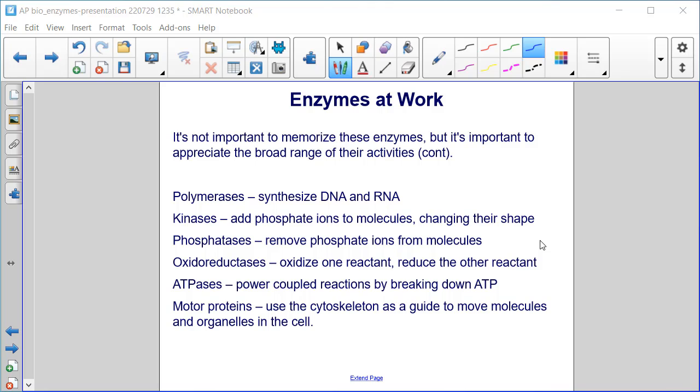Synthases carry out anabolic reactions, combining building blocks. Polymerases synthesize DNA and RNA. Kinases add phosphate ions to molecules, changing their shape. Phosphatases remove phosphate ions from molecules. Oxidoreductases oxidize one reactant and reduce the other. ATPases power coupled reactions by breaking down ATP. And motor proteins use the cytoskeleton as a guide to move molecules and organelles in the cell.